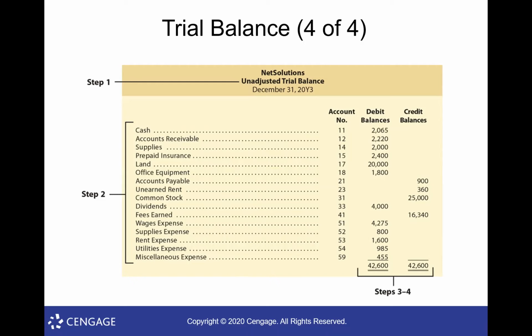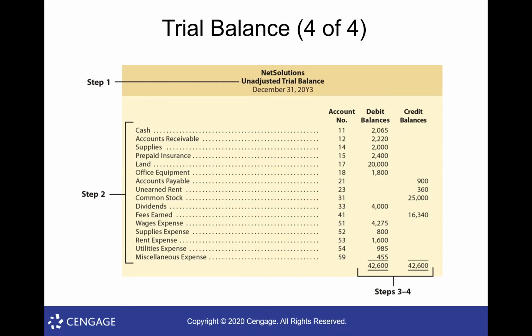So again, if you have to create one of these and you already have a ledger, it's not hard. All you're doing is taking the balance from the ledger and saying cash has a balance of 2,065 on the debit side, and so forth. So this is a trial balance.